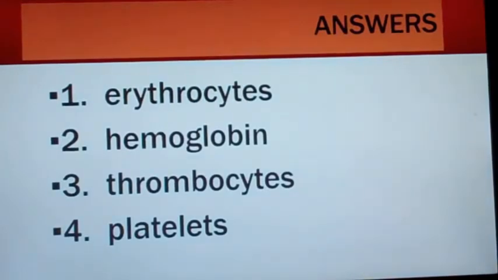Answers. Number 1 was erythrocytes. Number 2 is hemoglobin. Number 3 is thrombocytes, but if you wrote platelets, that was right too. And number 4 is platelets.